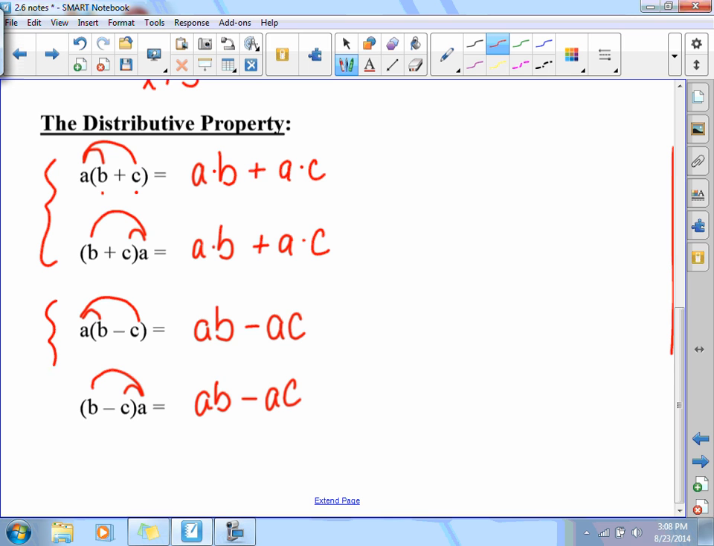Look at that. We still got the same answer. So again, these expressions are the same. It doesn't matter if the A is in the front or if the A is behind the parentheses. When you distribute, you're still going to get the same expression.